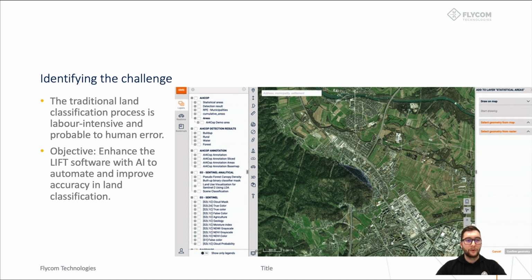And for modifying the LIFT software capabilities, to remove the traditional land classification process, which is labor-intensive and prone to human errors, and also quite time-consuming. So the objective was to enhance the LIFT software with AI to automate and improve accuracy in land classification.